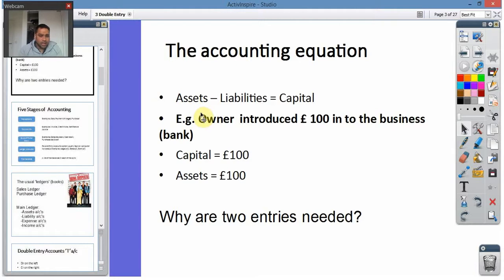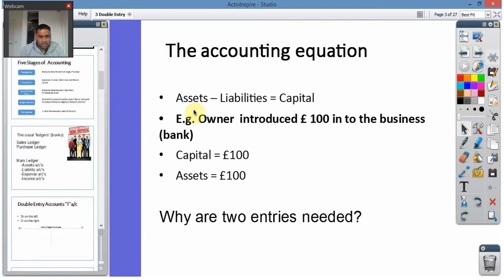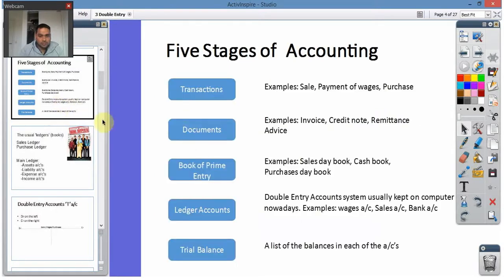So for every entry, because there are 2 sides of this equation, just like any equation, if one side goes up, the other side has to go up as well by the same amount. If the assets decrease by £100, then another asset would have to increase by the same amount for the equation to still be equal. And the other similar entries will be true too. So 2 entries are always needed because one would mean that the accounting equation would no longer balance.